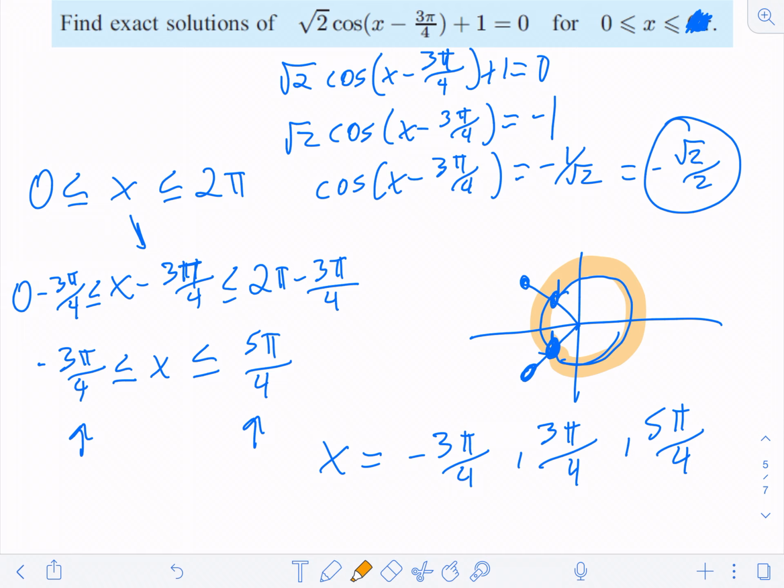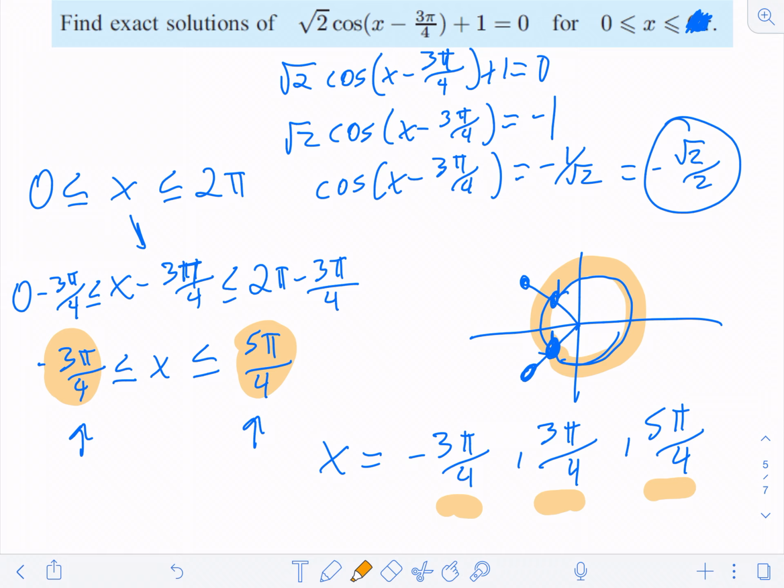So I was at negative 3 pi over 4 is where I started. I crossed 3 pi over 4, and then I ended up at 5 pi over 4. And that was because the range of values that I was looking for x was in between negative 3 pi over 4 and 5 pi over 4. So those are my three values of x that I'm looking at so far.